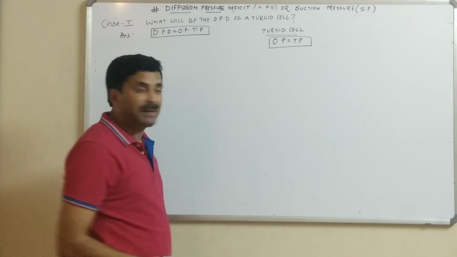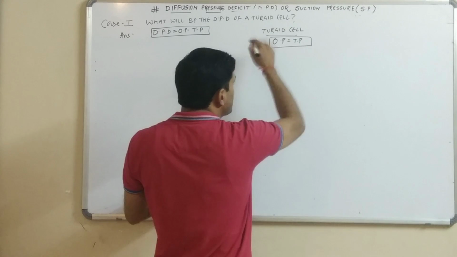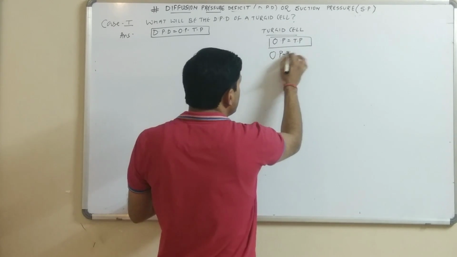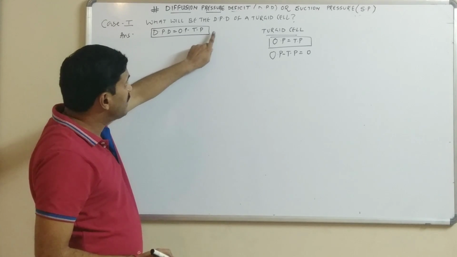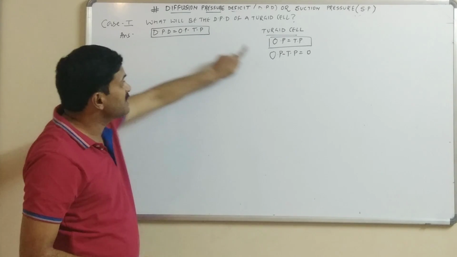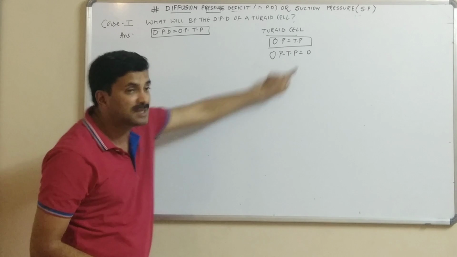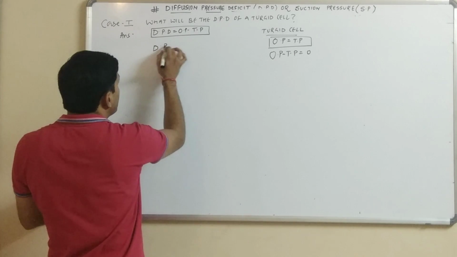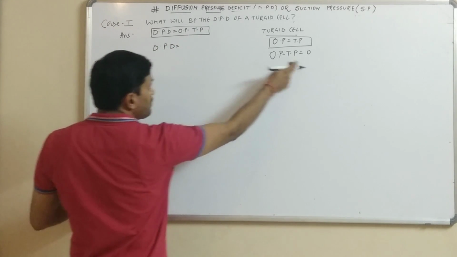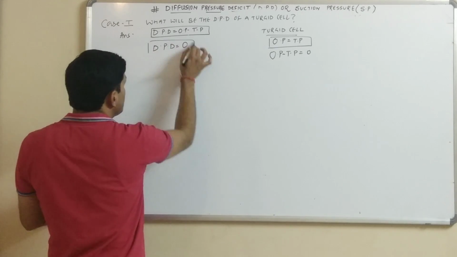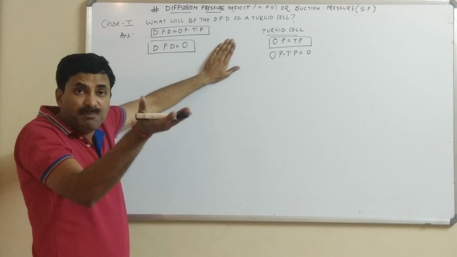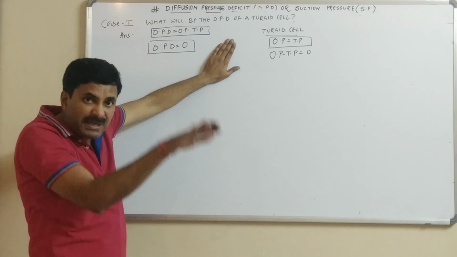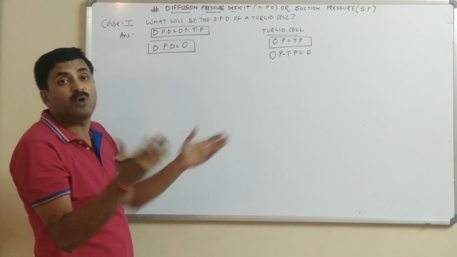Now apply simple mathematics. Shift the TP towards the left side. So OP minus TP is equal to 0. We know very well that in a turgid cell, OP minus TP is 0. Substitute the value here: DPD is equal to OP minus TP, which is 0. So DPD is 0. We know that in a turgid cell, DP is high and DPD is low. DPD is low up to how much value?